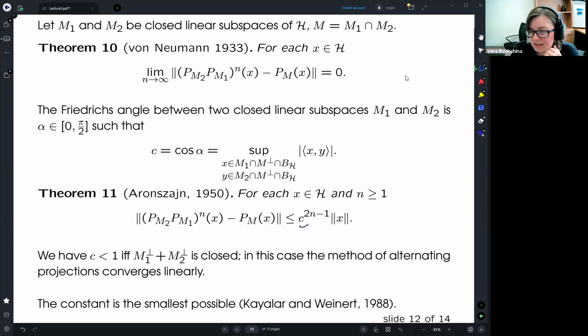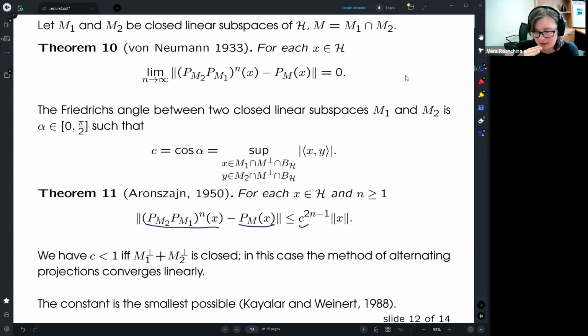Right, so this C here is the cosine of this angle, and I project onto one subspace, the other subspace, one subspace, the other subspace n times, and the distance to the actual projection of the point onto the intersection of subspaces will be bounded by something like this. So it's linear convergence. In infinite dimensions, what can happen is that neither of these things is true.